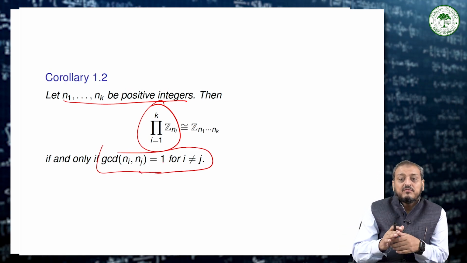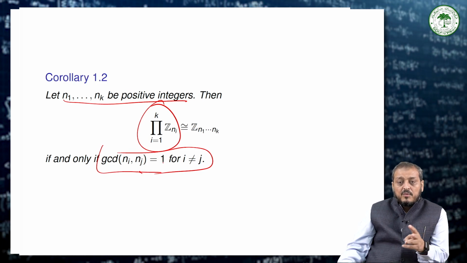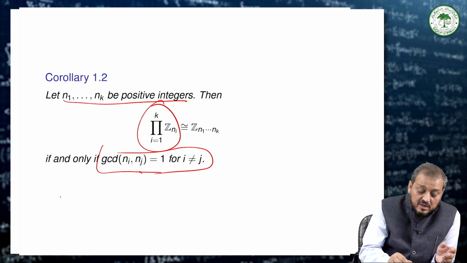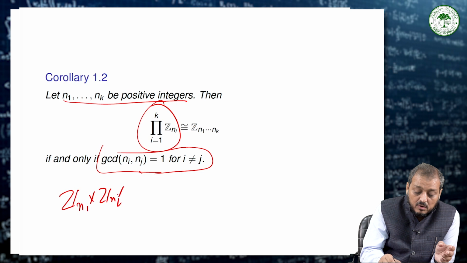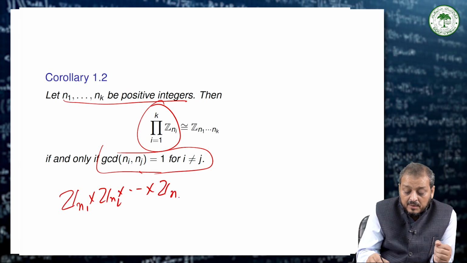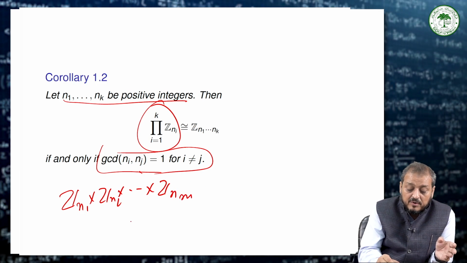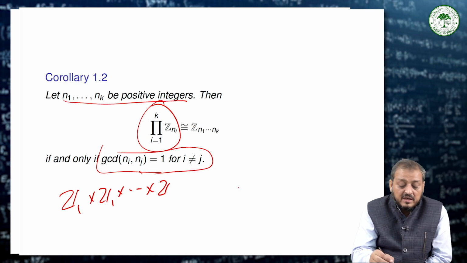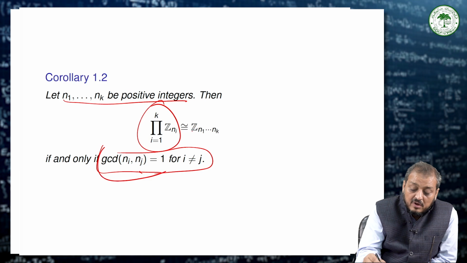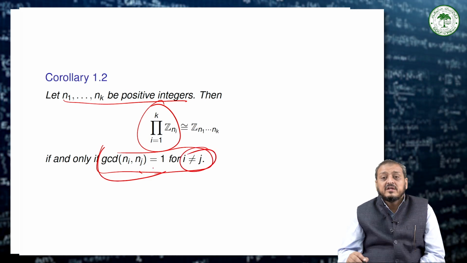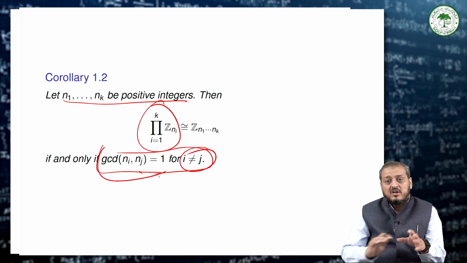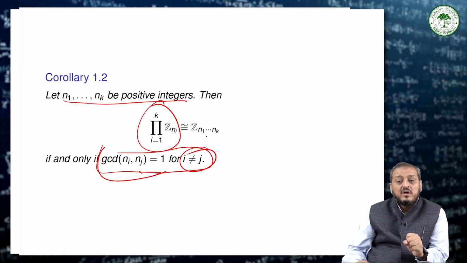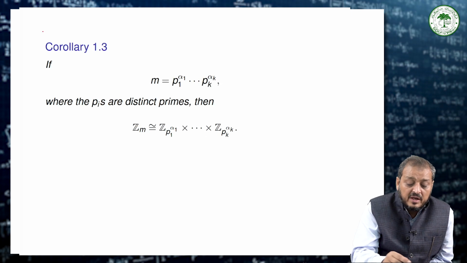In place of two groups, we take a product of a finite number of groups. Then we have Z of n1 cross Z of n2 cross and so on, up to Z of nk. Whenever i and j are different and the GCD of ni and nj is equal to 1, then all are relatively prime, and we can say that this is isomorphic to Z of n1 up to nk, with i running from 1 to k. Similarly, we have another corollary of this result.